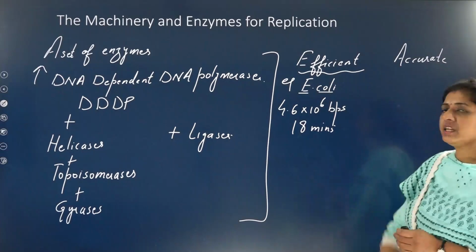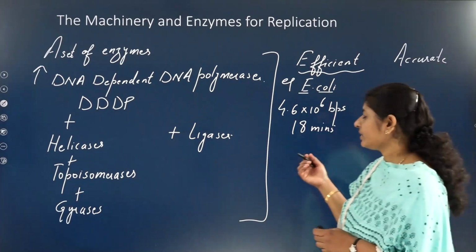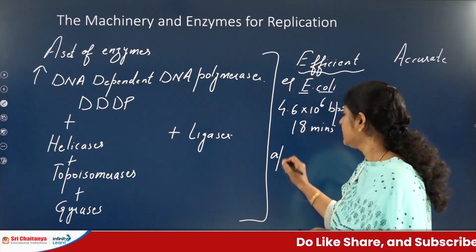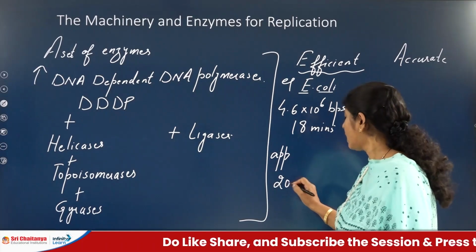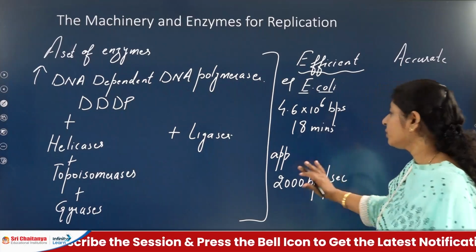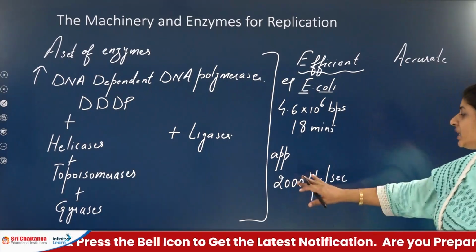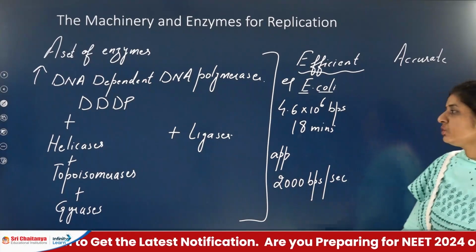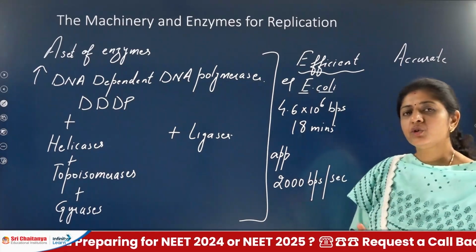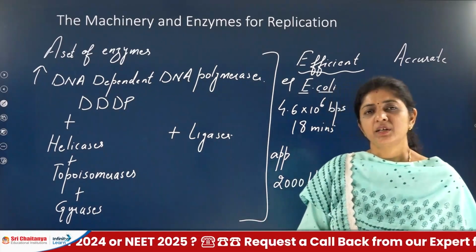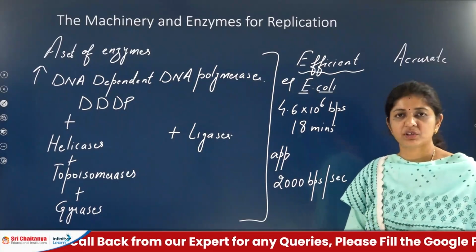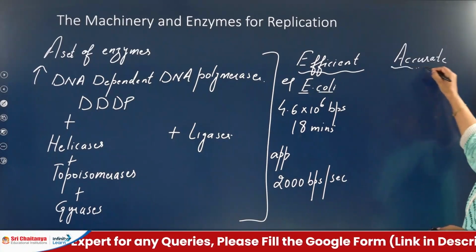So I will take 18 minutes here. As an average, we can say its efficiency approximately comes out to be 2000 base pairs per second. As per your NCERT book, you have to maintain this answer for this, right? So in less time, more base pairs they are replicating due to the presence of the enzymes. So this is the efficiency of this replication process. Now coming to its accuracy.